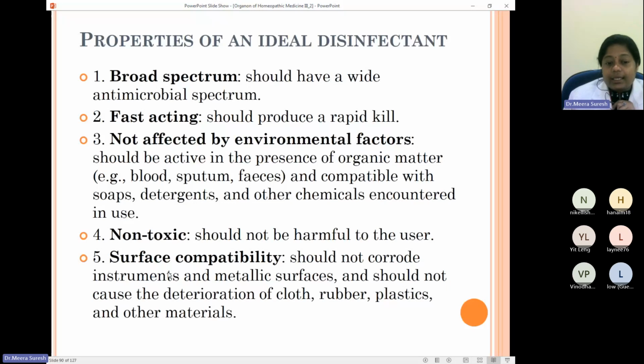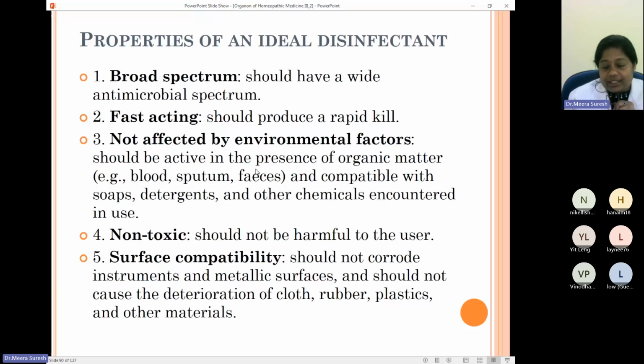It shouldn't be toxic. Surface compatibility: it should not corrode the instruments and metallic surfaces. Imagine a disinfectant we are using in our house that is going to corrode some of the things. For disinfectants, we have to go through the labeling and find out what the safe areas are where we can use it and where we can't use it.